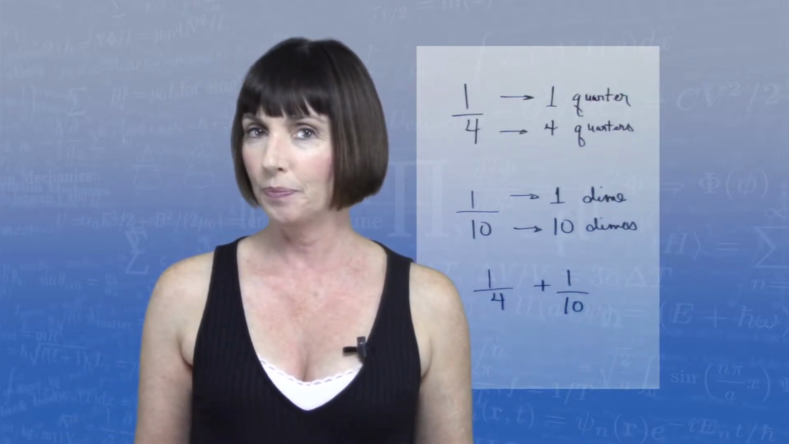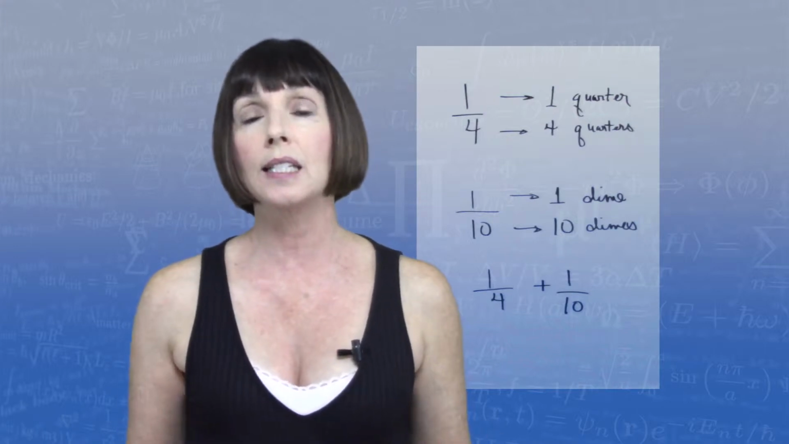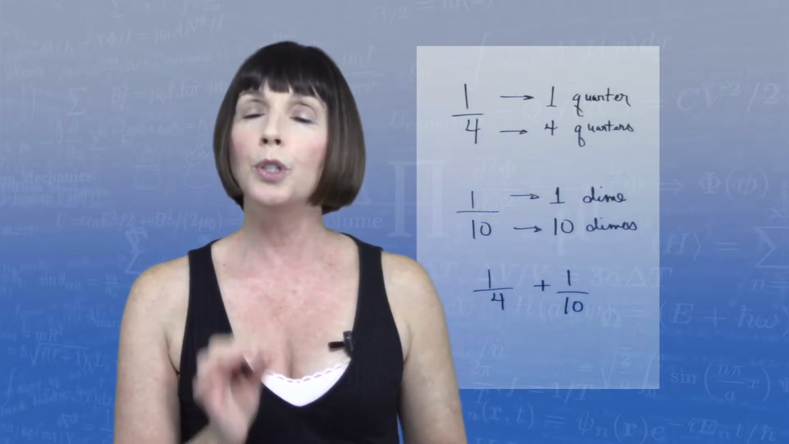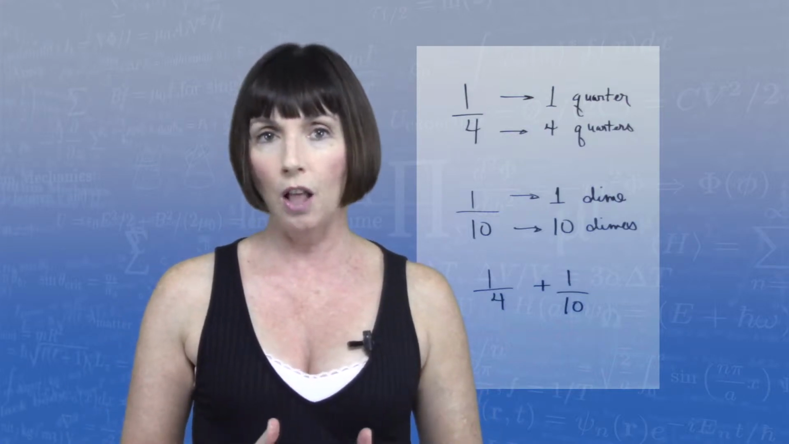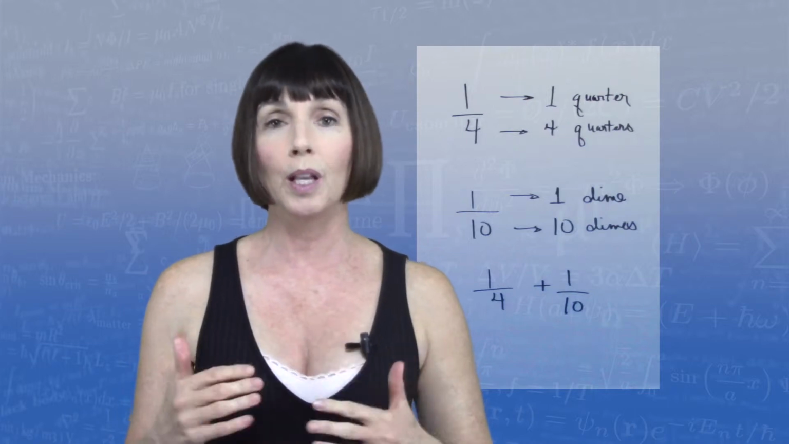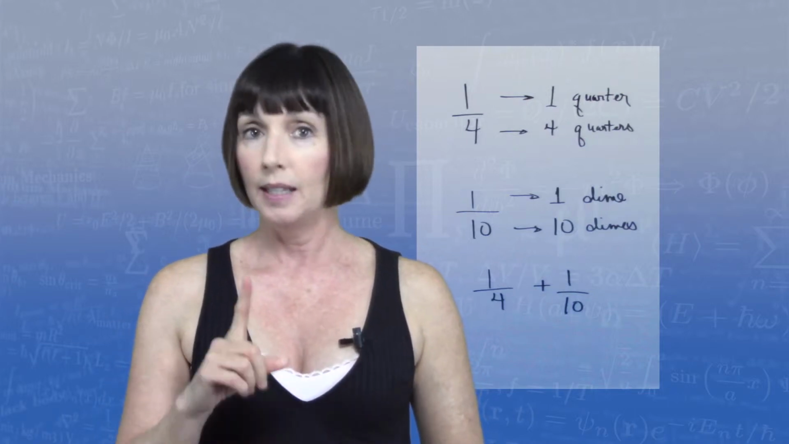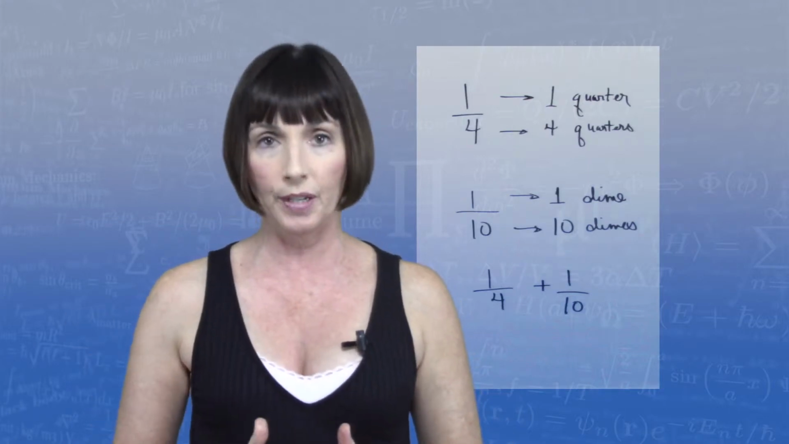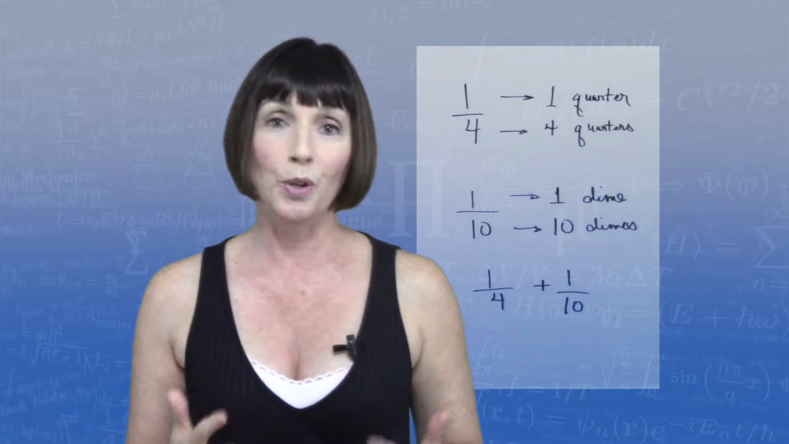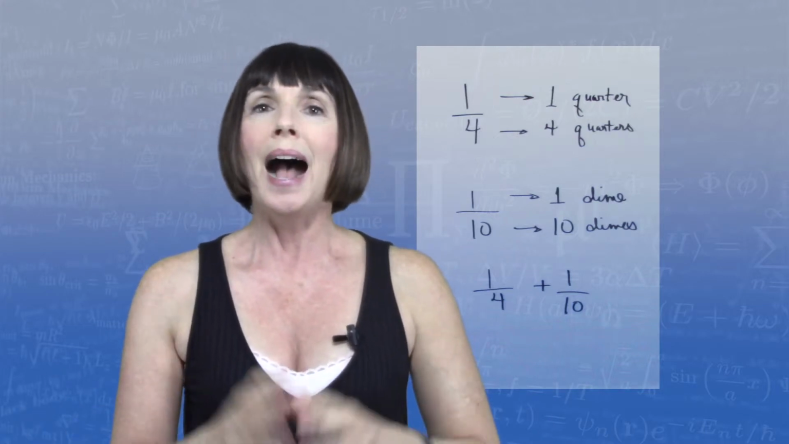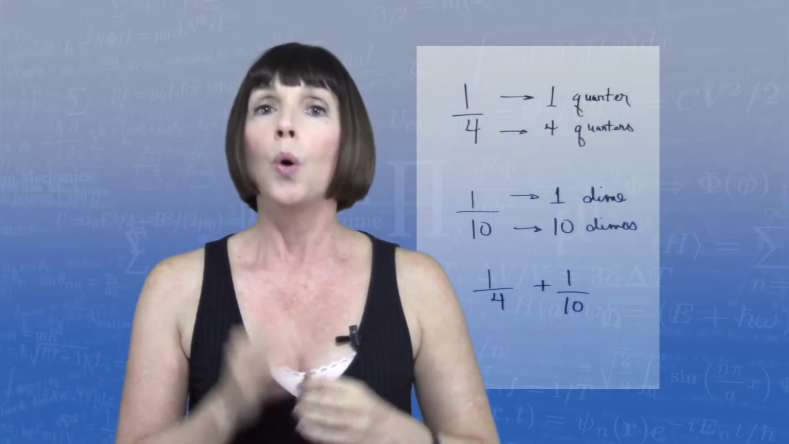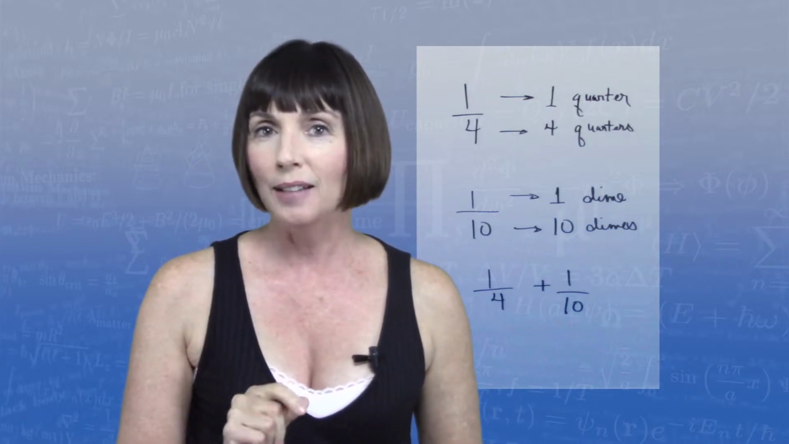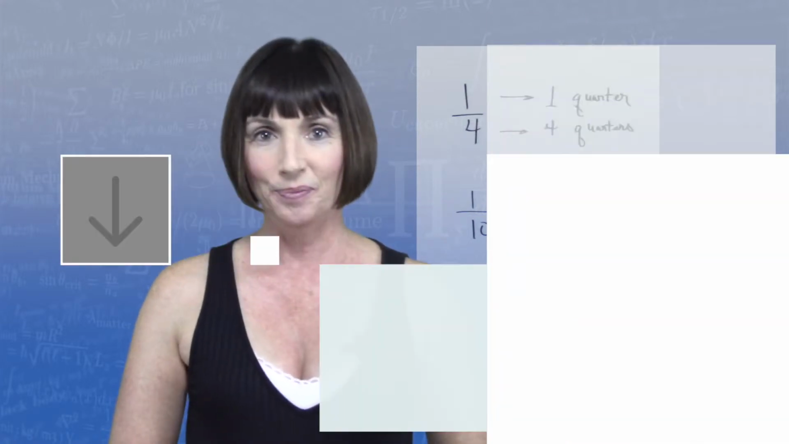What if I add them? Now, if I add 25 cents and 10 cents, I get 35 cents, but that's not actually what we're doing here. What we're doing here is adding fractions of a dollar. 1/4 of a dollar plus 1/10 of a dollar. Now, 1/4 represents a bigger piece of a dollar than 1/10 does, because a quarter is worth more money than a dime. So I have to account for the fact that 1 over 4 is a bigger piece of my dollar. And I do that by finding a common denominator.